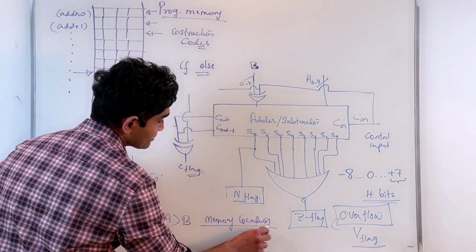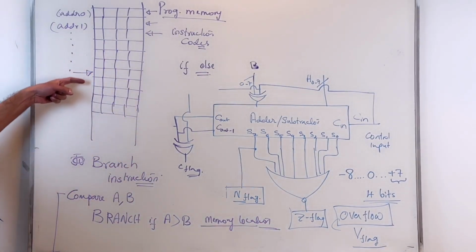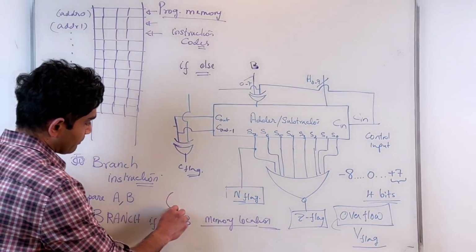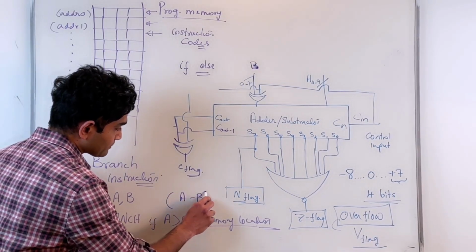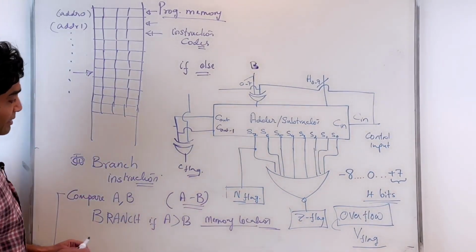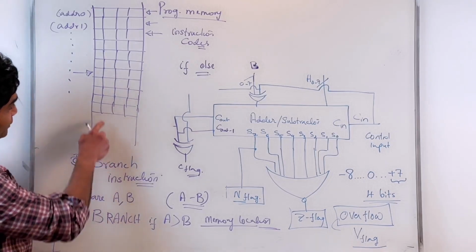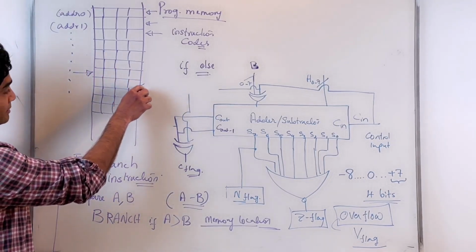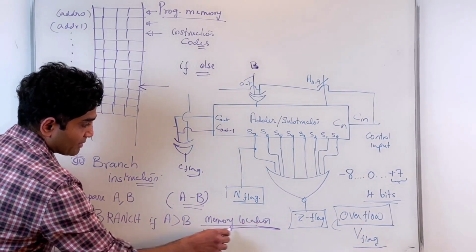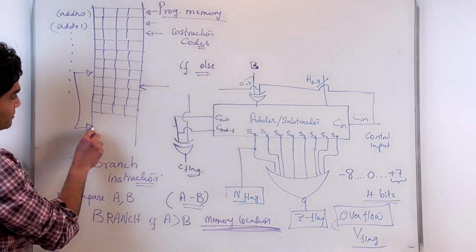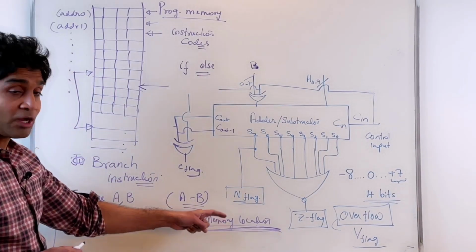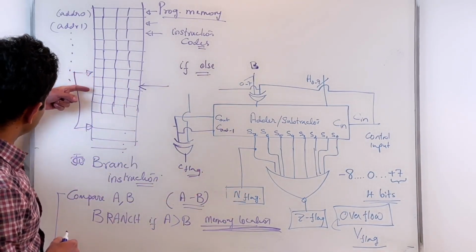So now what happens is, let's say it encounters this instruction here. When I'm trying to execute that instruction, what I'm really doing is an A minus B operation and checking the flags. And if the flag condition is met, then I will branch. So instead of executing the next instruction here, I will branch to the location that is specified at this memory location, and then I start executing the code starting from that location. If the condition is not met, then I continue executing from this location.